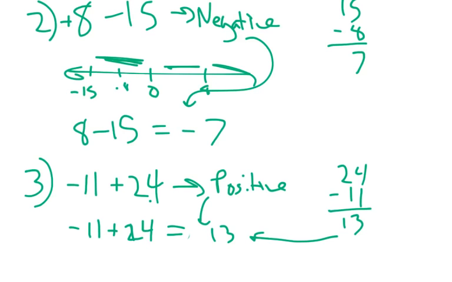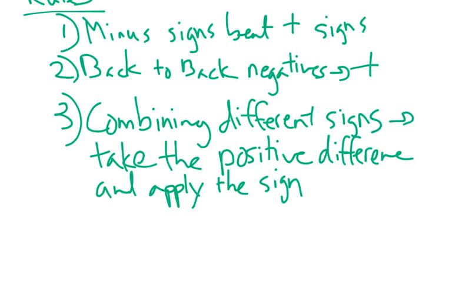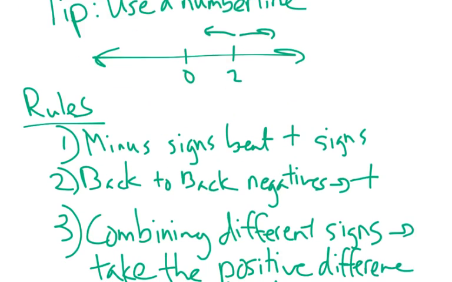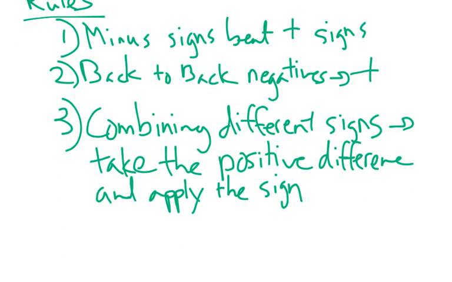So the rules seem a little out there and a little chaotic, but minus sign beats a plus sign. So if you have plus a negative number, you just turn it into a subtraction problem. Back-to-back negatives become a plus sign, and then when combining different signs, take the positive difference and apply the sign.